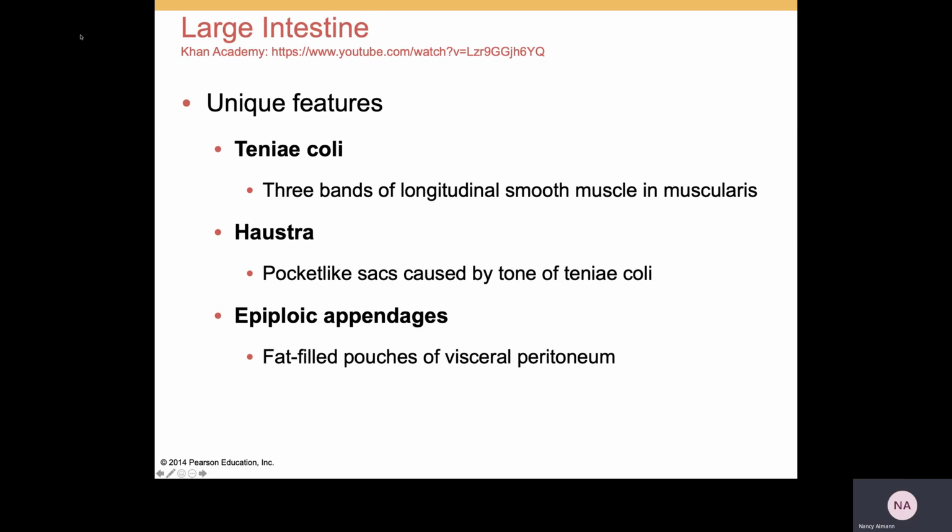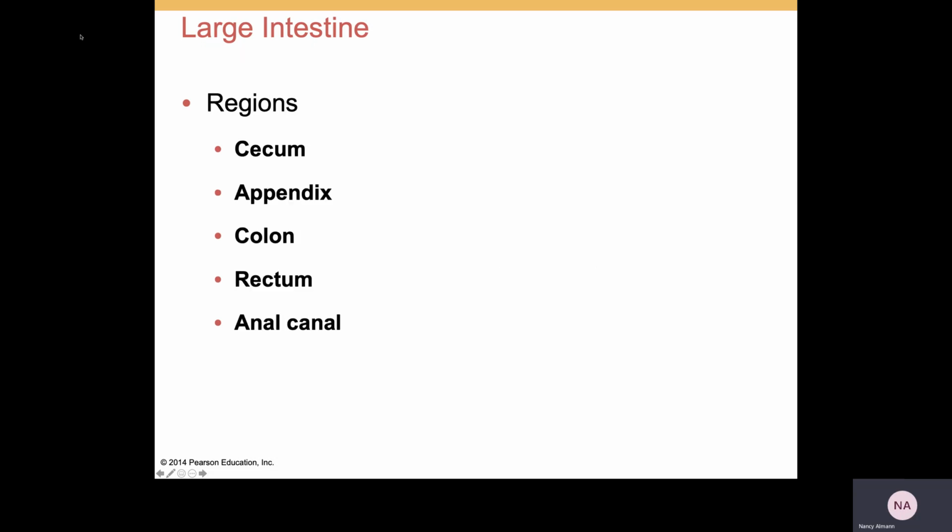Now, the large intestine is actually a really cool organ. Again, it has a larger diameter than the small intestine, hence its name, large. It has a number of unique features, which include the taenia coli, which are 3 bands of longitudinal smooth muscle, haustra, which are pocket-like sacs formed by the taenia coli, and what are known as epiploic appendages, which are fat-filled pouches of the visceral peritoneum.